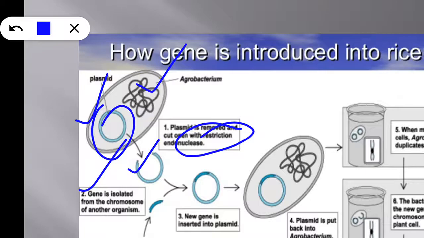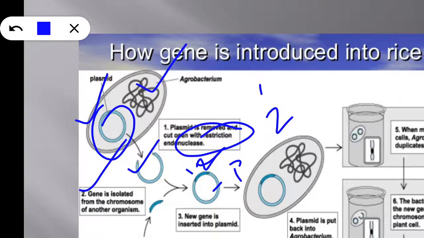The gene is isolated from the chromosome of another organism, meaning the bacterium and the daffodil. So here you can find one gene and the second gene. Both the genes are ligated into the plasmid, and then the plasmid is introduced into the agrobacterium through various methods. Now the agrobacterium contains its main genome and the plasmid along with the desired genes.